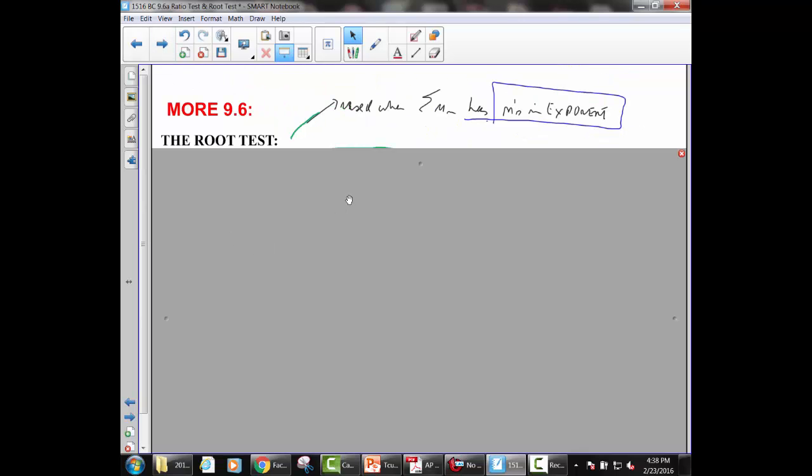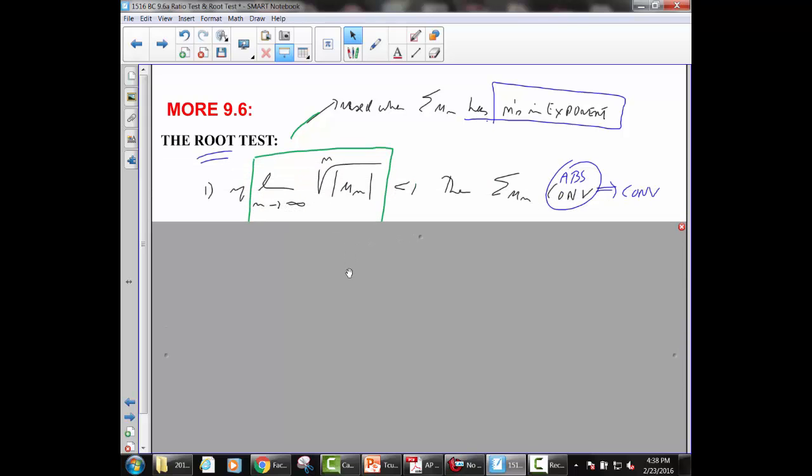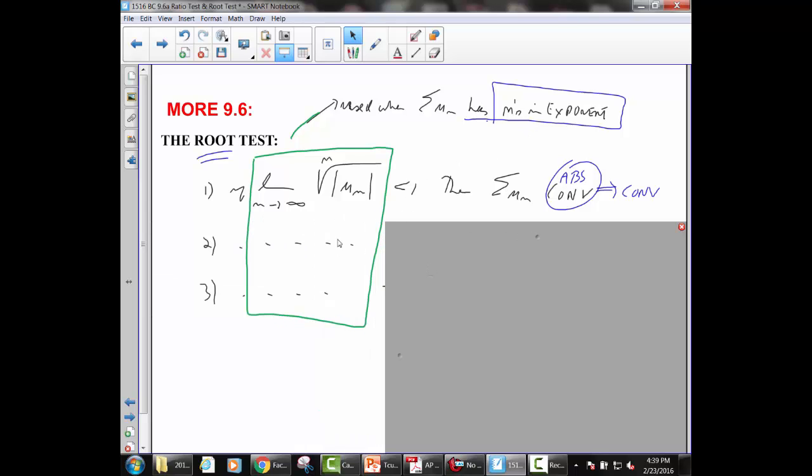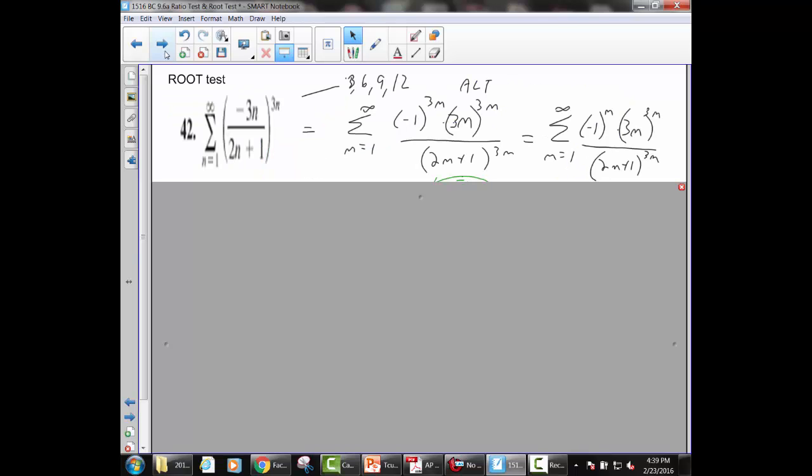The root test, one of the times it's used is when you have n's in the exponent and it's not a geometric series. So it's called the root test because you're going to find the limit as n goes to infinity of the nth root of the absolute value of u_n. Interesting things, same exact conclusions. If that limit is less than 1, then your series is absolutely convergent, therefore convergent. If it's greater than 1, it's divergent. If it equals 1, no conclusion, and you'd have to try something else.